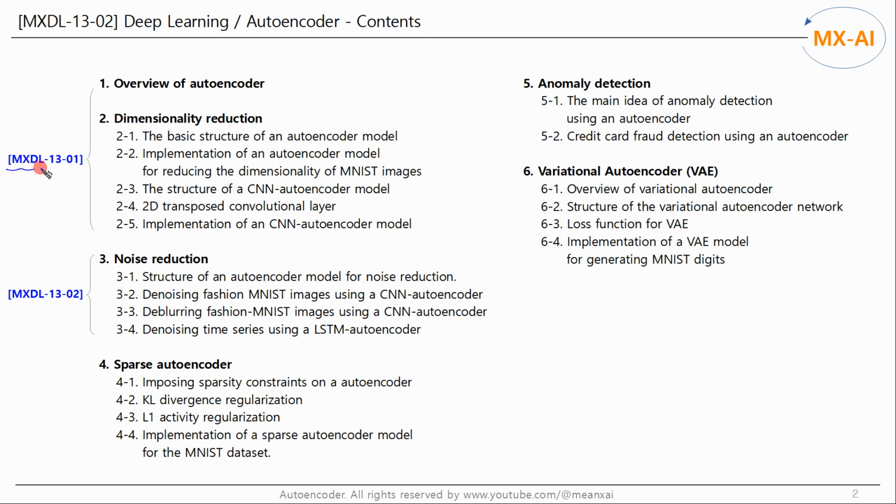In the previous video, we looked at dimensionality reduction using fully connected autoencoders and CNN-autoencoders. In this video, we will look at noise and blur removal using CNN-autoencoders and LSTM-autoencoders.